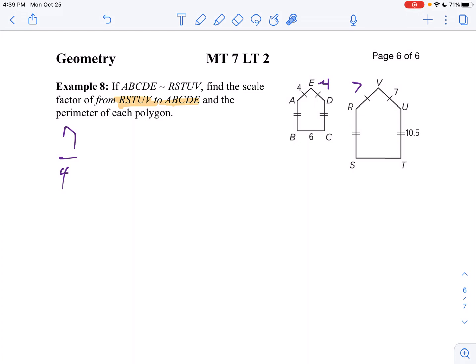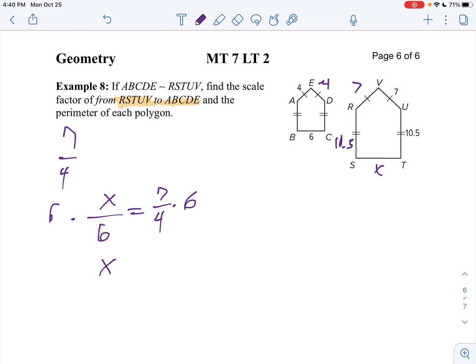Now let's find the perimeter of each polygon. The nice thing is I notice that I've got 10.5 right here because I know the two tick marks are the same. I can use my scale factor to find S to T. I'm going to call S to T X. Well, X corresponds to 6 as 7 corresponds to 4, because that's my scale factor. So to solve for X, I multiply both sides by 6.